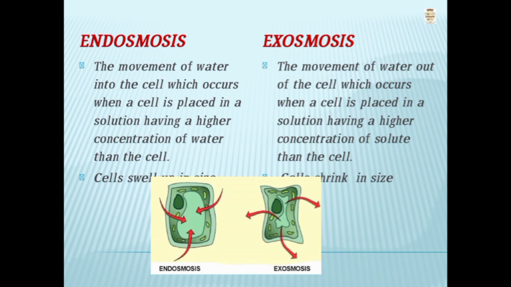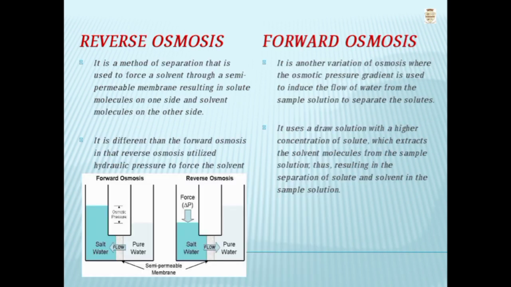Two types of osmosis are seen: endosmosis and exosmosis. We know that during endosmosis, the movement of water into the cell occurs when a cell is placed in a solution having higher concentration of water than the cell. Cells usually swell up in such cases, while exosmosis deals with the movement of water out of the cell, which occurs when a cell is placed in a solution having higher concentration of solute than the cell. Usually, the cells shrink in size.